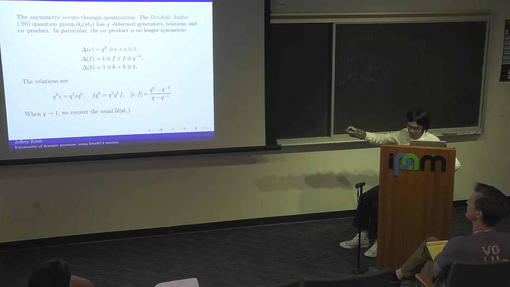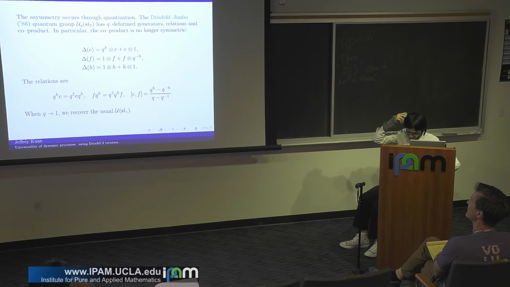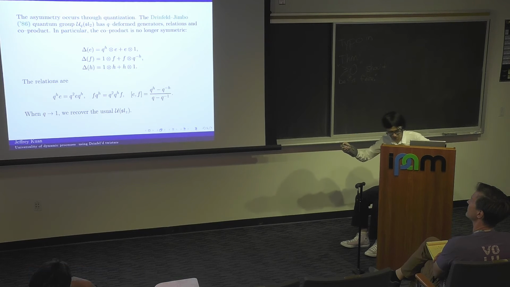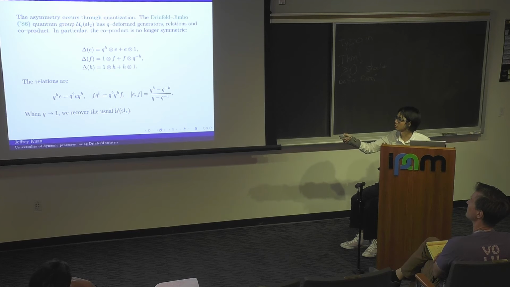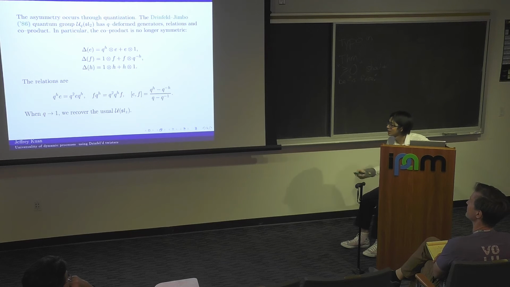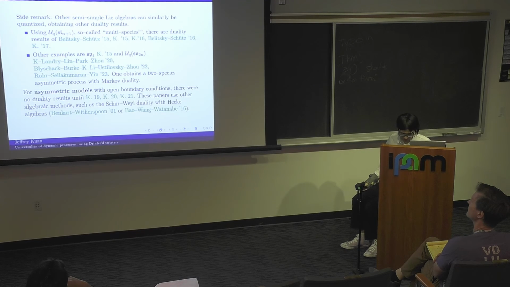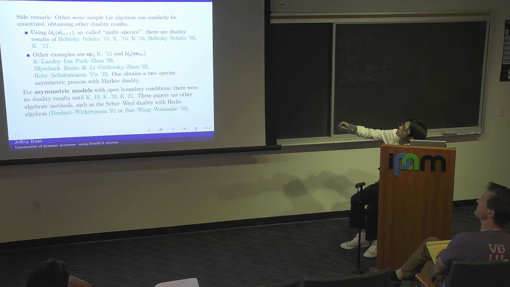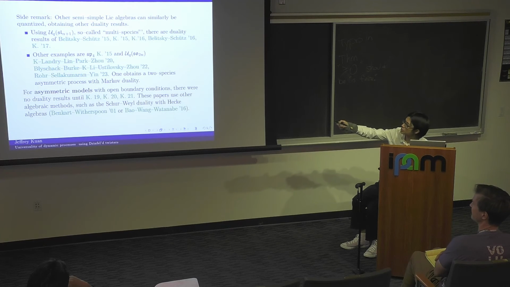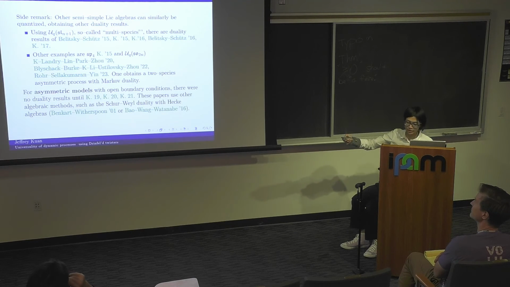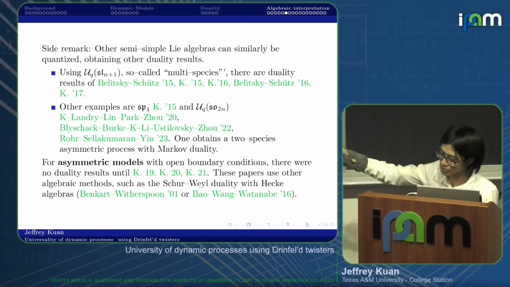You actually Q-deform the coproduct, not the algebra itself. And you'll notice this is no longer symmetric in the left and right directions. But if you take Q going to 1, you can recover the usual SL2 using L'Hopital's rule on a formal level. This next slide is a side remark about other Lie algebras. If you consider higher rank Lie algebras, like SL(N+1), you get so-called multi-species models. Here are some papers.